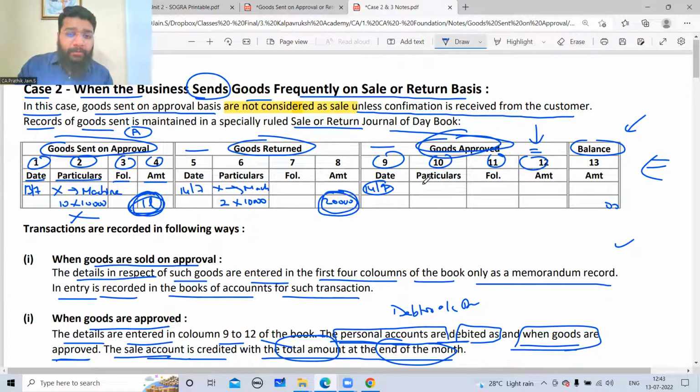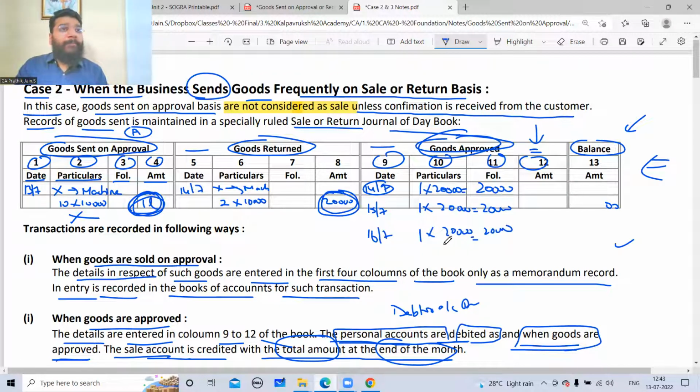Guys, on 14th of July, one machine is accepted for 20,000. 15th of July, another machine is accepted for 20,000. On 16th of July, another machine accepted, 20,000. Correct? Now the confirmation is coming. So what is my total?